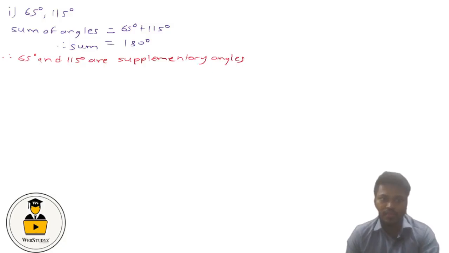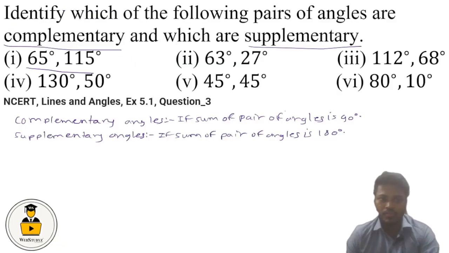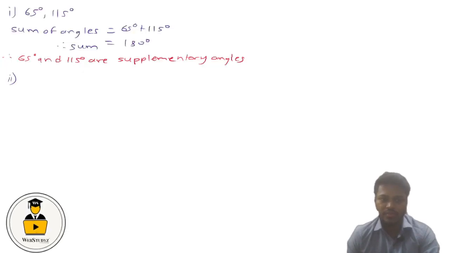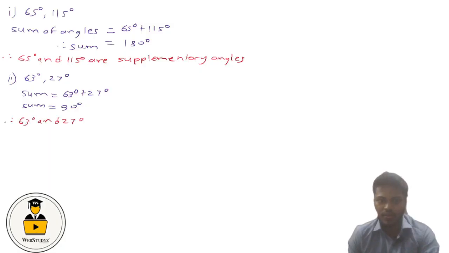Now let us consider the next pair, 63 and 27. 63 degrees and 27 degrees. Let us calculate the sum. So 63 plus 27. The sum comes out to be 90 degrees. Now since the sum is 90 degrees, we can say that therefore 63 degrees and 27 degrees are complementary angles.